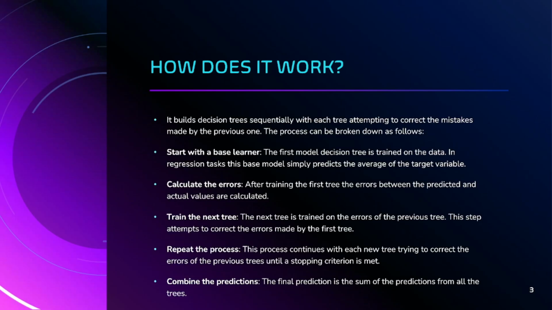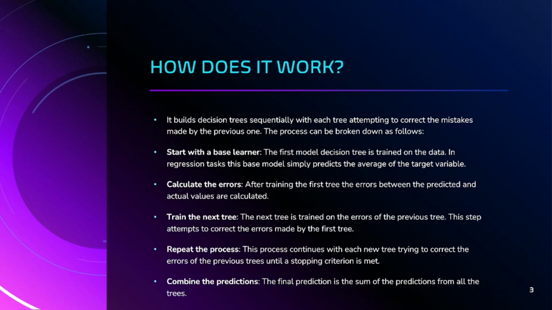The second step is to calculate the errors. After training the first tree, the errors between the predicted and the actual values are calculated. The third step is to train the next tree. The next tree is trained on the errors of the previous tree. This step attempts to correct the errors made by the first tree.